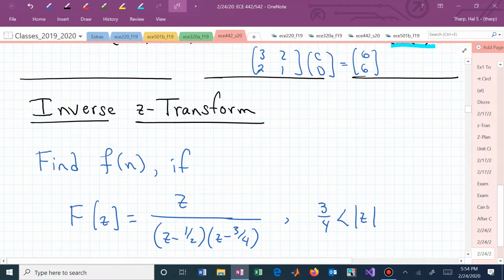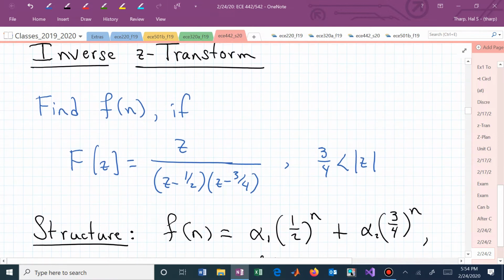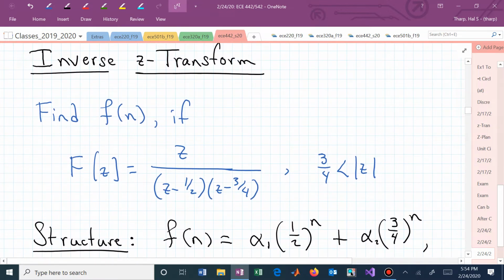So magnitude of z is bigger than 3/4. Hopefully, you know that the structure for the time sequence, little f of n, is made up of the two modes given by the values of z that cause your denominator to vanish. We have one mode as 1/2 to the n, and the other mode is 3/4 to the n.